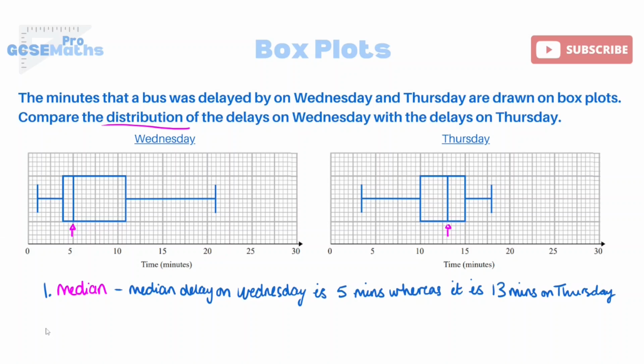Number 2 is then more so focused on distribution as like a spread, right? I wouldn't necessarily go for the range. I think sometimes they accept that, but I would focus more on the interquartile range. Now, if you remember, we've said in the previous questions, the interquartile range is the difference between the upper quartile and the lower quartile. So let's just label this. This is the median, isn't it?